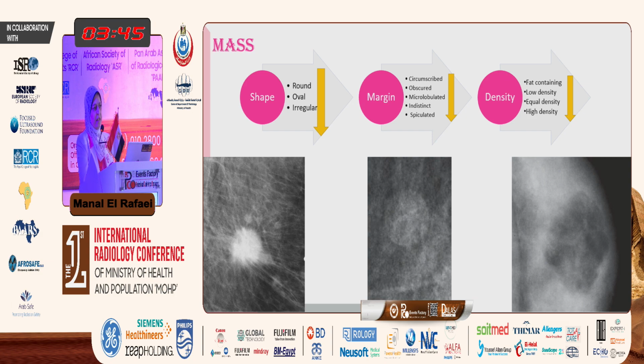Then if you found a mass, you have to describe it in view of the shape, the margin, and the density. So if the lesion has a spiculation, this is a worrisome finding. If it is fat density, this is something that goes with benignity. So it's very important to do this well. If you do this well, you will reach the diagnosis appropriately.